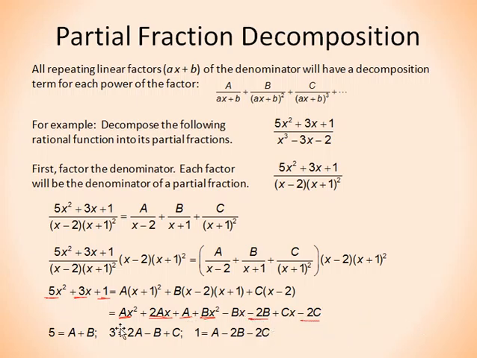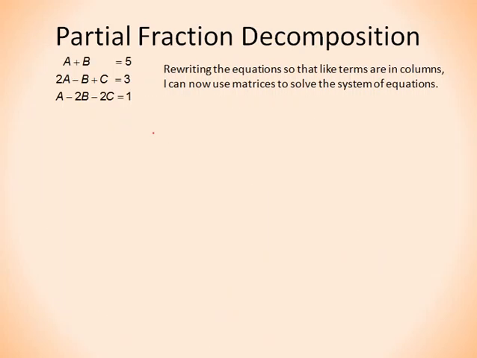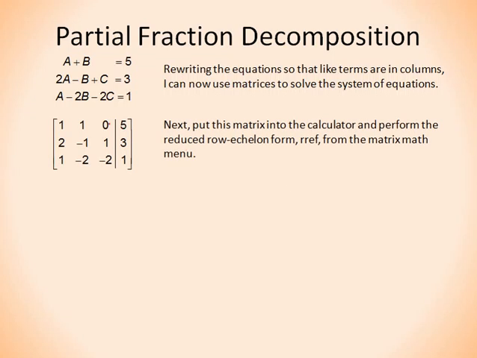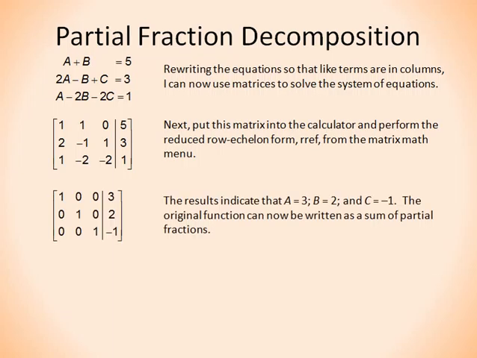And these are 3 equations in 3 variables, and I can see that I now have my system of equations. I can make a matrix out of that. Each row is an equation. Each column is the coefficients of a, b, and c, and these are the constants. Plug that into my calculator and use the reduced row echelon form of the matrix math menu, and I get my reduced row echelon form.